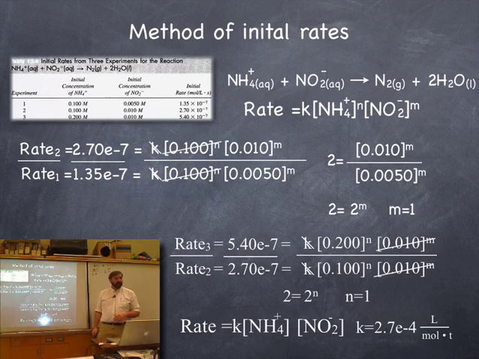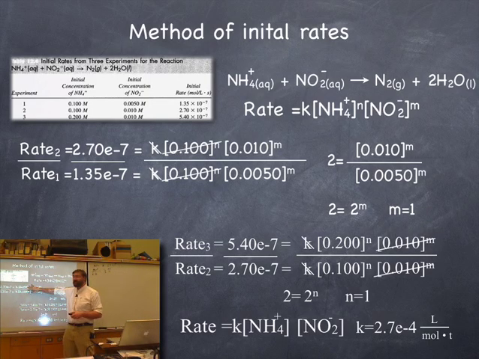Okay? So, method of initial rates: you go through, you set up a ratio so that stuff cancels out, allowing you, one step at a time, to determine the order with respect to each reactant. Once you have all the orders, you pick one of the experiments, you substitute its values to solve for the rate constant K.